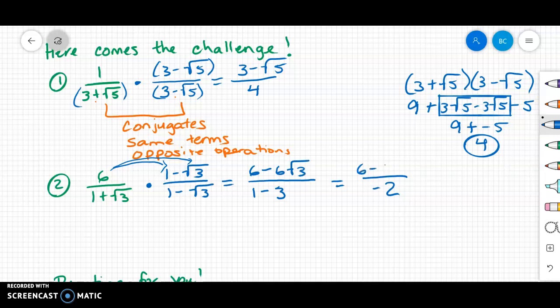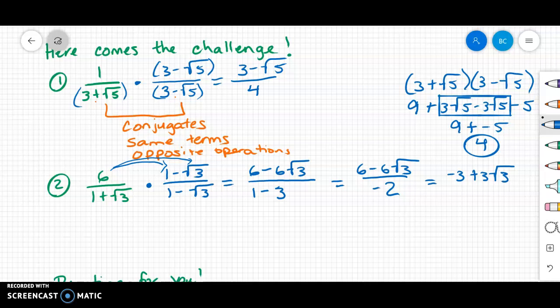So there's nothing I can do to simplify that any further, so I'm just going to write that down. Now I'm noticing, though, that these can be reduced. So I'm going to reduce 6 over negative 2. That reduces to negative 3. Negative 6 over negative 2 reduces to positive 3 times the square root of 3.